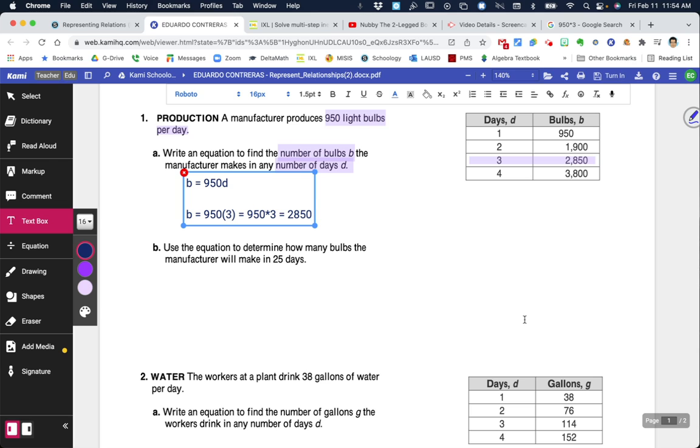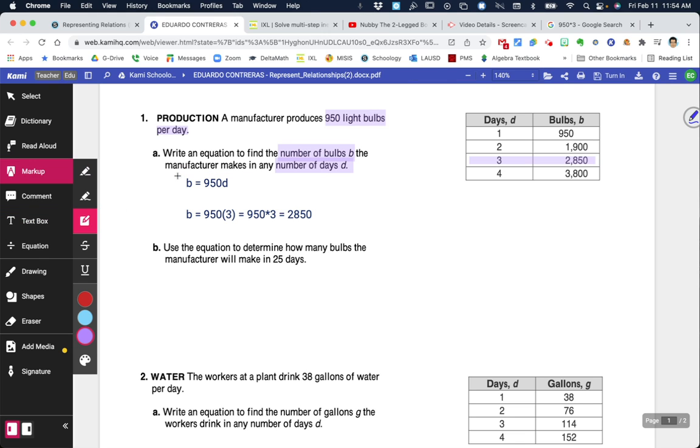So pretty much this is telling us that, yes, that's the equation we want. We have the equation we were looking for. We tested it out and it worked. So the equation we'll want to use from now on is B, the number of light bulbs, is 950 times D.